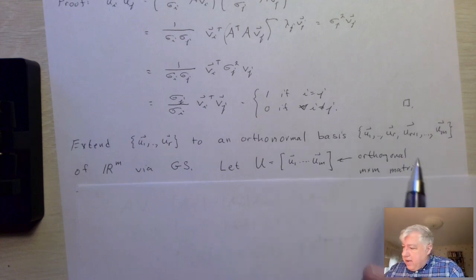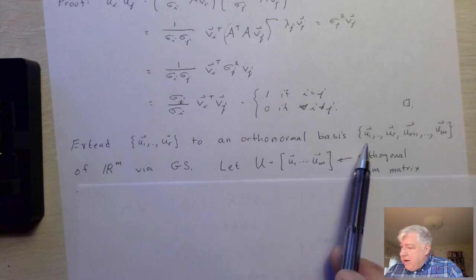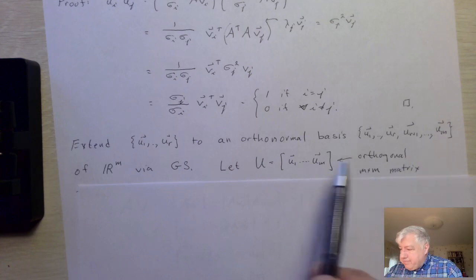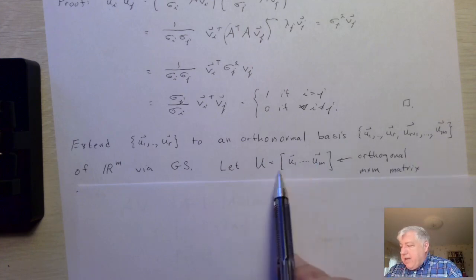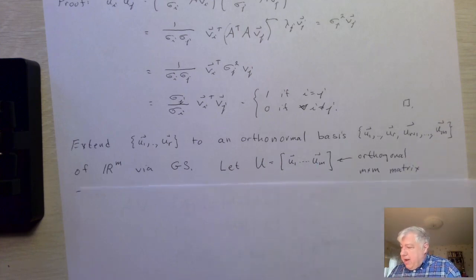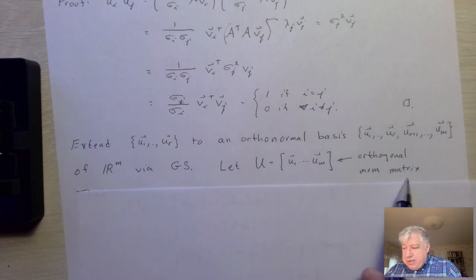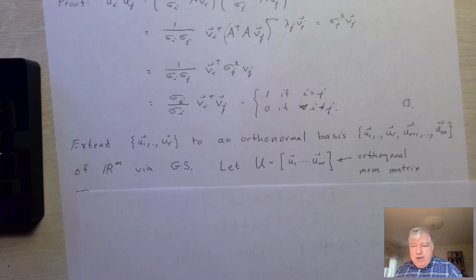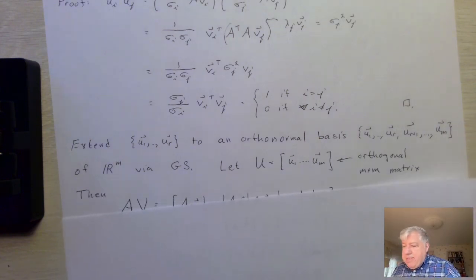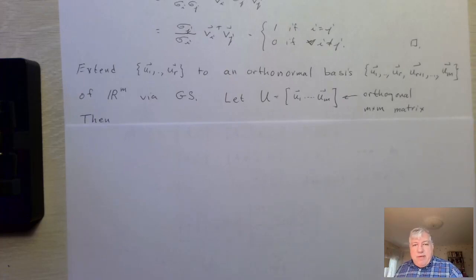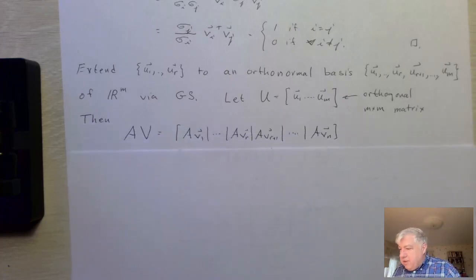So you can get this orthonormal basis of Rm, U1 through Um, and these are column vectors. And so we can put them together and form this matrix U, and then U will be an orthogonal M by M matrix. Okay, and now that's all we need to find the magic of the singular value decomposition.